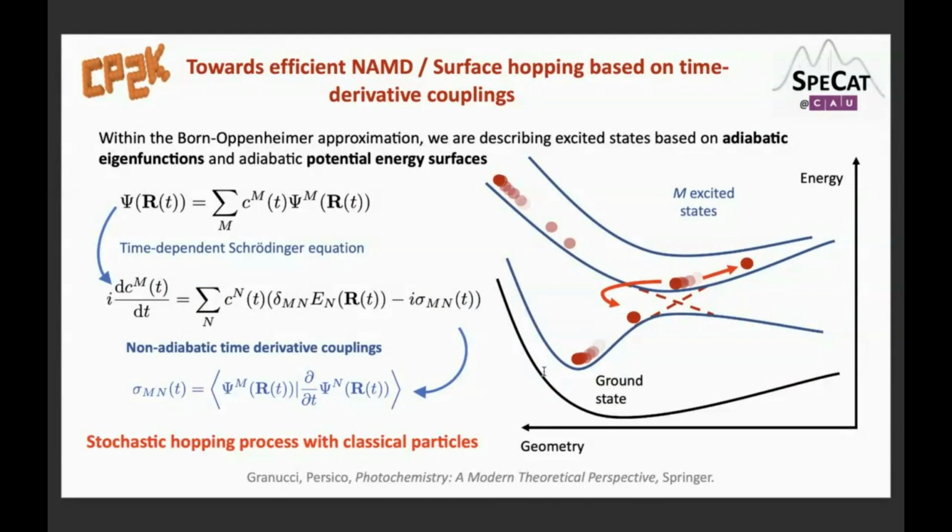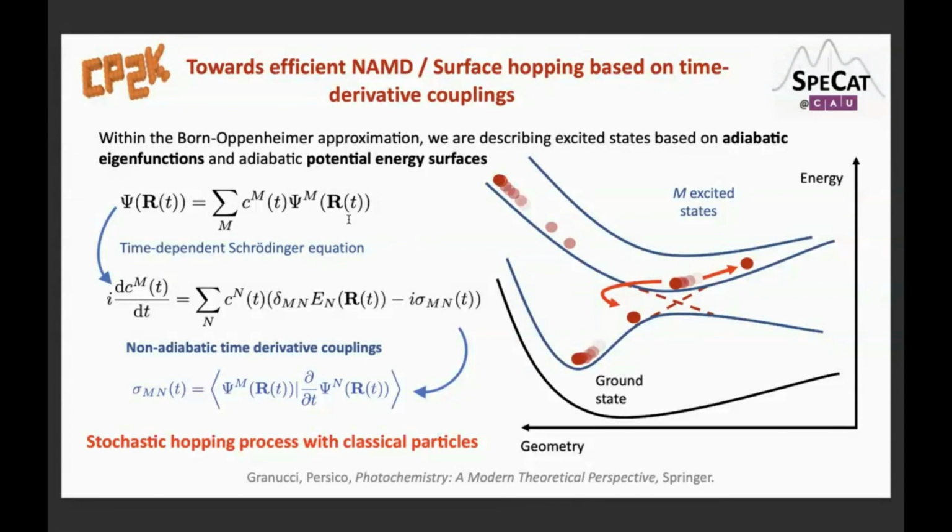What you want to do here is that you don't only want to describe vertical absorption going from the ground state to the excited state, or the reverse emission from the excited state to the ground state, but you also want to track the dynamic evolution of those excited states following the potential energy surfaces. And for this, you have to really describe the interaction between excited states.